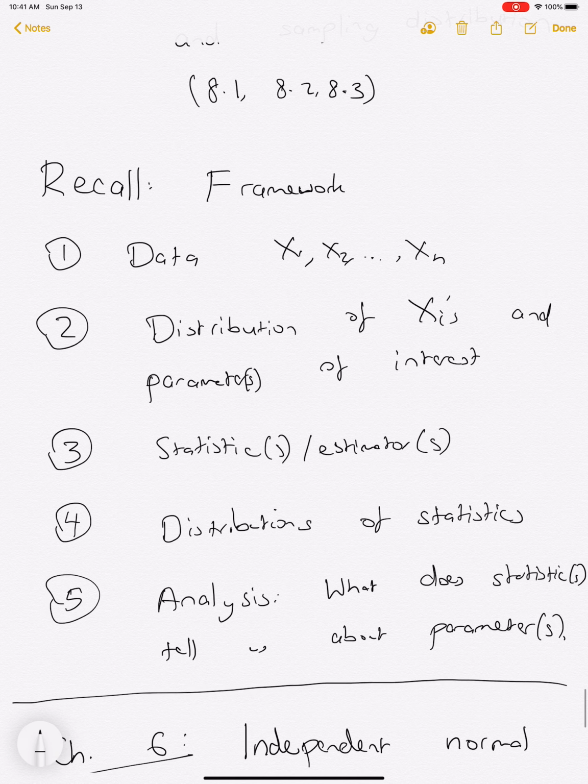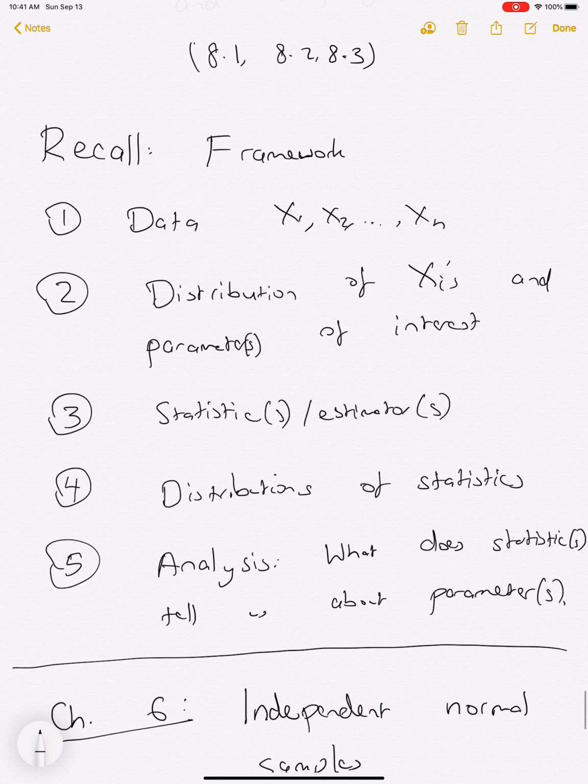As I'm going to frequently do, I'm going to go back to this general framework that we have, which has these 5 components. Remember that we always have this sample data, x1 through to xn. This is really the sample that you're seeing. Then we typically have a distribution of the x's and some parameters of interest that we're trying to guess, whether it's the probability of voting Democrat or the mean of some distribution. There's some parameter that we're interested in.